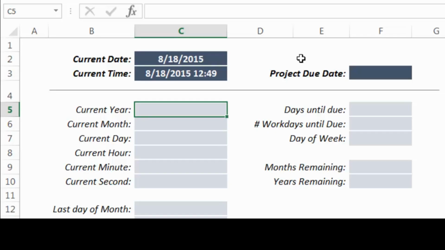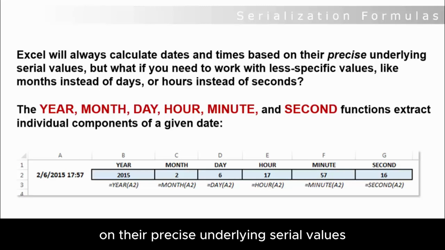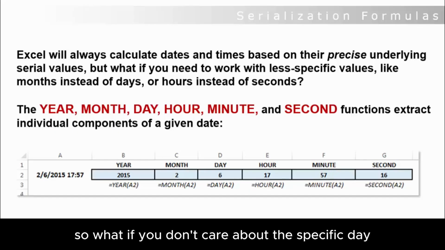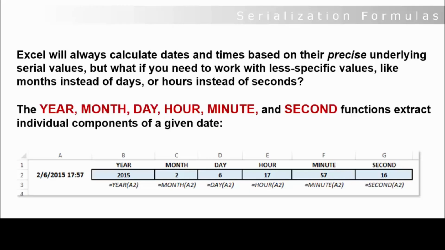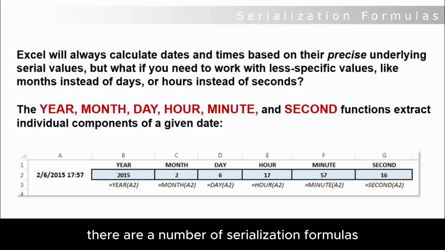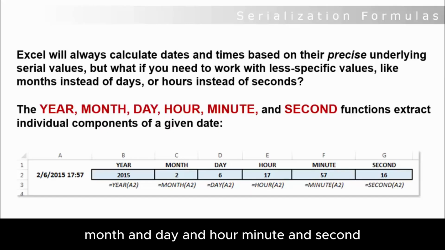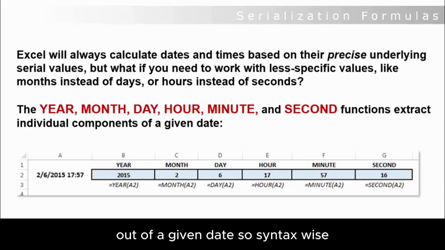So Excel will always calculate dates and times based on their precise underlying serial values, or date values. But what if you need to work with less specific values? So what if you don't care about the specific day, you just care about the month or the year, or even the hour or the minute? If you need to roll up your data in a less granular way and view things at a higher level, there are a number of serialization formulas that allow you to do that. So the most common ones include YEAR, MONTH, and DAY, and HOUR, MINUTE, and SECOND. Basically, all they do is extract those individual components out of a given date.